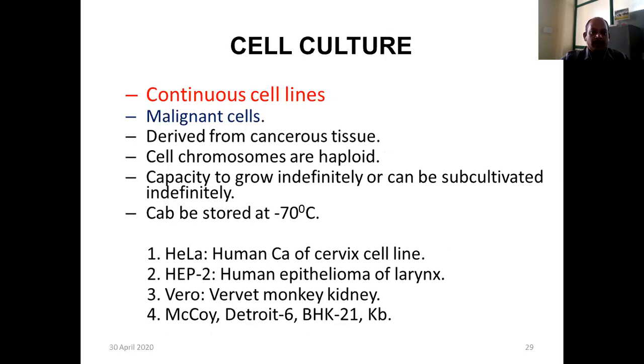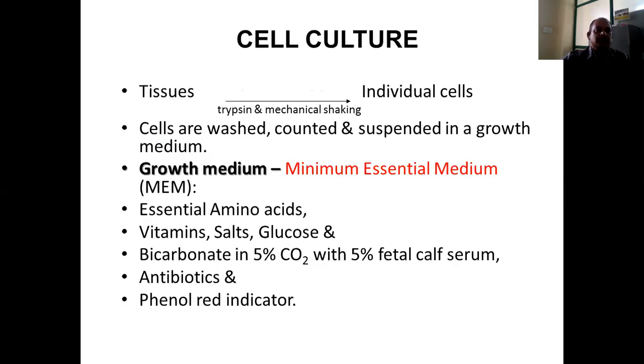Continuous cell lines are malignant cells derived from cancerous tissue. The cells are haploid and have the capacity to grow indefinitely, or can be subcultivated indefinitely. They can be stored at minus 70 degrees Celsius. Examples are HeLa, a human cancer of the cervix cell line, HEp-2, human epithelium of the larynx, Vero, African green monkey kidney cells, McCoy, BHK-21, and KB. These are the examples of continuous cell culture.